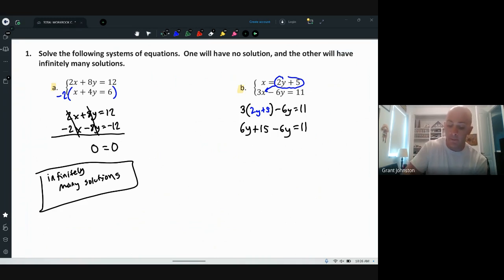6y. Okay. Anywho, 6y and negative 6y, those cancel each other out. They equal 0. So the only thing that's left on this side is 15, and it says equals 11. That doesn't make any sense. That's not a true statement. That's a false statement. Our variables eliminated. So we have 15 equals 11. So we're going to say there are no solutions to this.